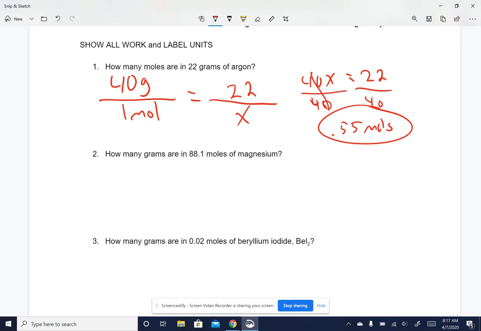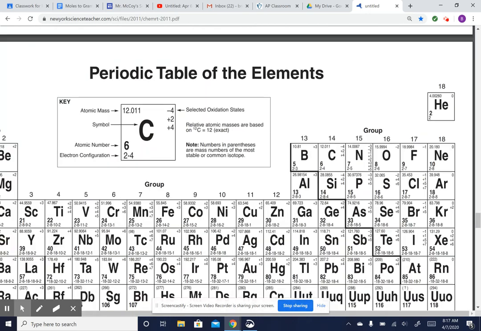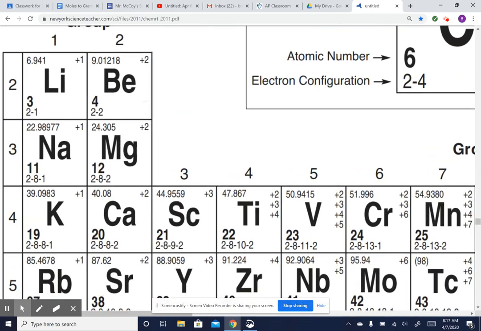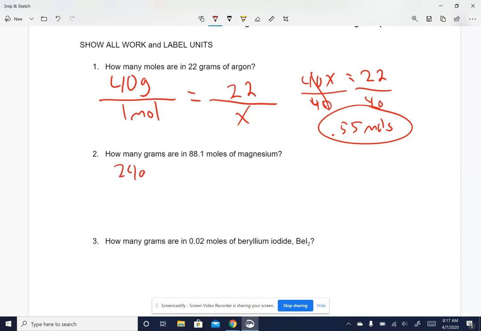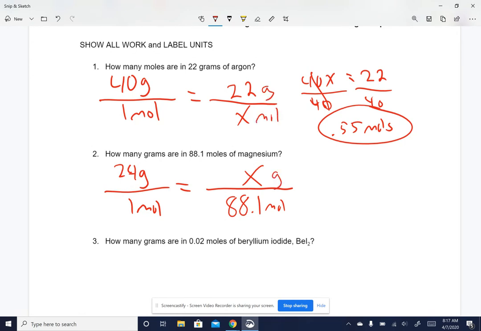Okay, number 2, how many grams are in 88.1 moles of magnesium? So magnesium is over here. 24 grams per mole. Go back here. So we've got 24 grams in 1 mole. We want to know how many grams are in 88.1 moles, right? So again, grams on top, moles on the bottom. How many grams? X goes there.